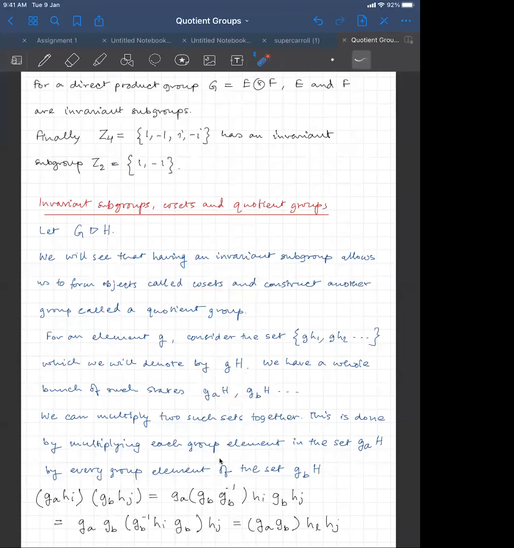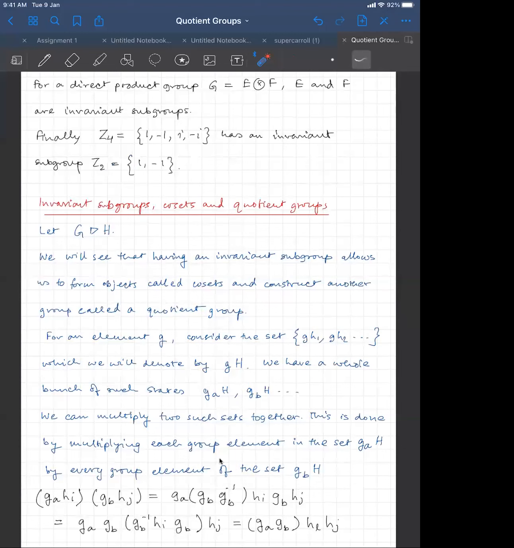And with this, we will be able to construct another group, which we will be calling the quotient group, okay? Now for an element, small g, let's consider the set gh1, gh2, and so on, which we will denote by gH, okay? So now we have a whole bunch of such sets. They can be gaH, gbH, and so on and so forth.